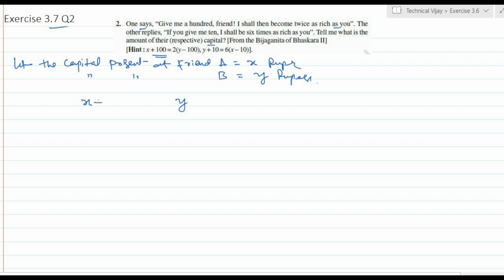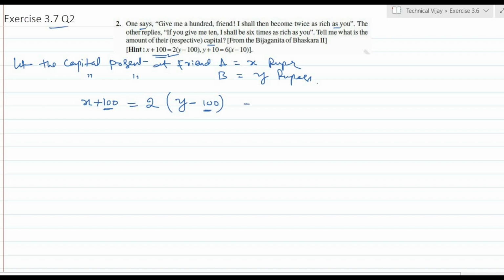If he receives 100, then he will become twice as rich as you. He will be Y minus 100, because originally he had Y. He will give 100 rupees to him, so he will lose 100 rupees and the other will gain 100 rupees. Hence X plus 100 is equal to 2 into Y minus 100. That's the hint he has given. So this is the first situation.